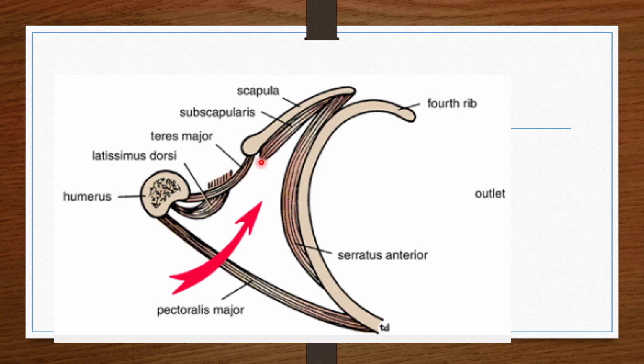And posteriorly, we have three muscles, which are subscapularis. See here, this is subscapularis muscle. Then there is teres major muscle and latissimus dorsi muscle. These muscles are present from above down. They are three muscles: subscapularis, teres major muscle and latissimus dorsi muscle. They are forming the posterior wall of the axilla.